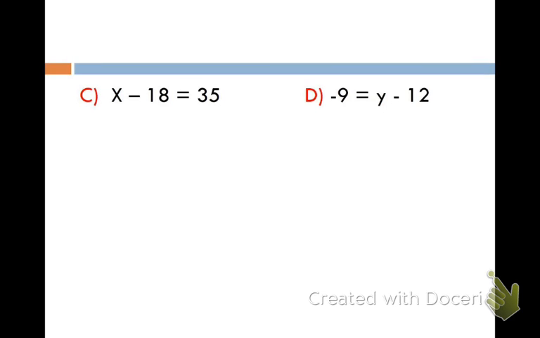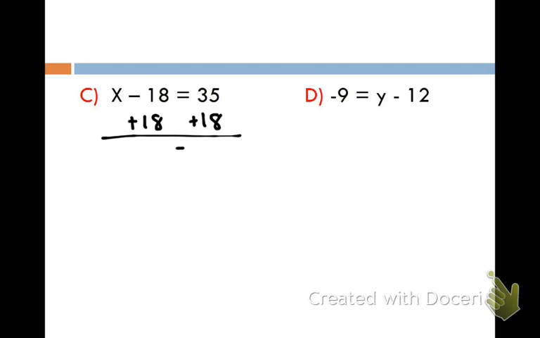Identify the variable. What's my variable, guys? X. What is keeping the x from being on its own side all by itself? Negative 18. What is the inverse operation of negative 18? Positive 18. So we're going to add 18 to the left side and we're going to add 18 to the right side because whatever you do to one side, you've got to do to the other.